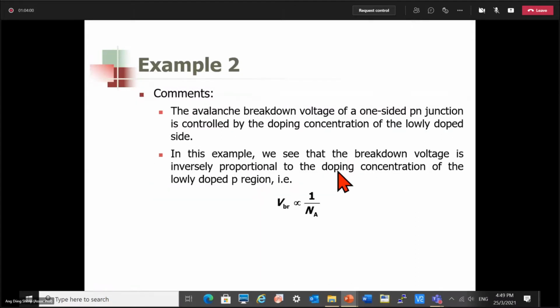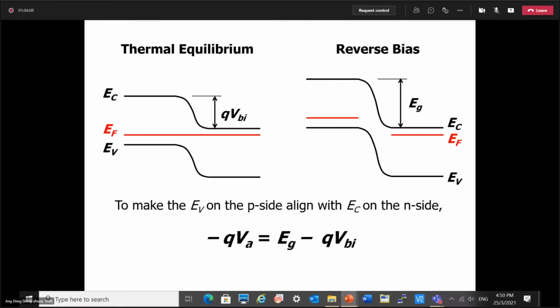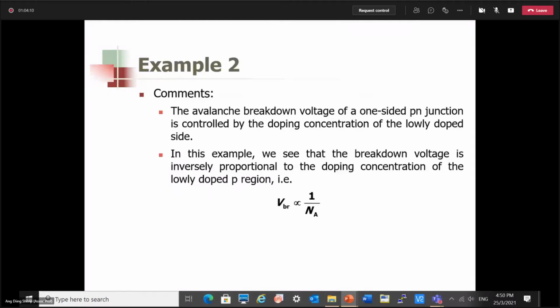All right, which is mentioned here. Okay, so with that, the discussion on the reverse breakdown of the PN junction is complete.